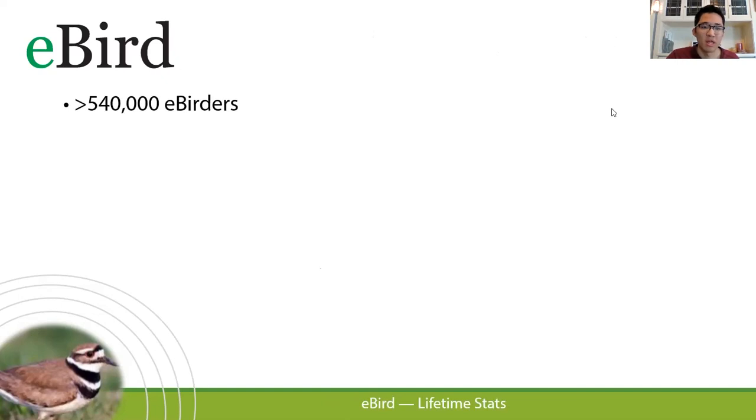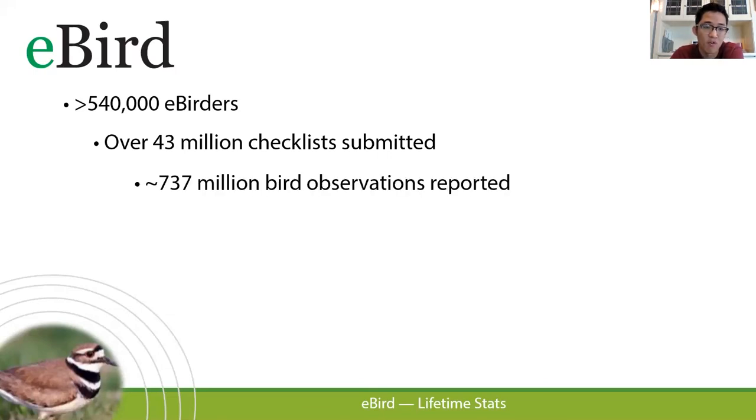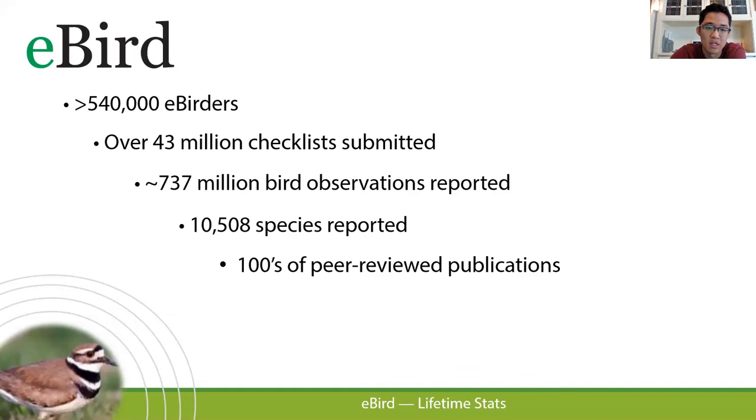So here are some quick stats on eBird. There are over 500,000 eBirder accounts in the world. There are 43 million checklists that have been submitted. That's a ton. Over 737 million bird observations have been reported through eBird. They've recorded 10,500 species on eBird, and there have been hundreds of peer-reviewed publications on the eBird data.